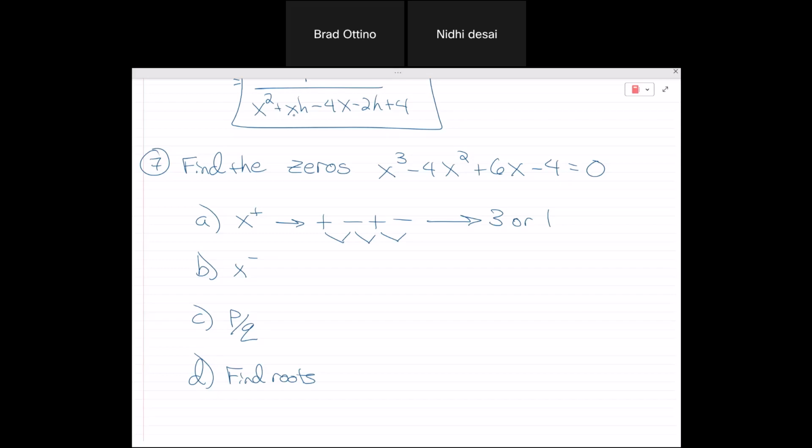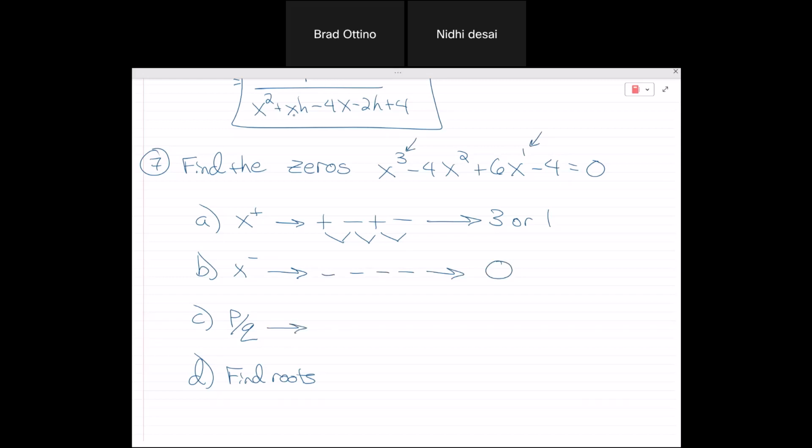For the number of negative roots, we change the signs of the odd powers of x. So it's going to become negative, negative, negative, negative. It doesn't look like there are any negative roots. So when it comes time to testing which ones work, why would you test anything that's negative? You know that there's not supposed to be any negative roots.